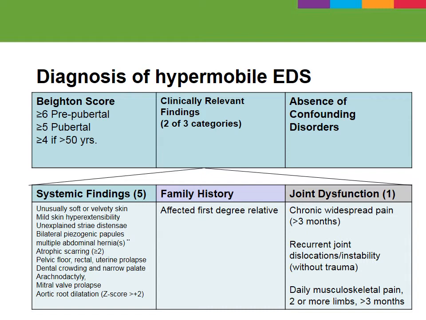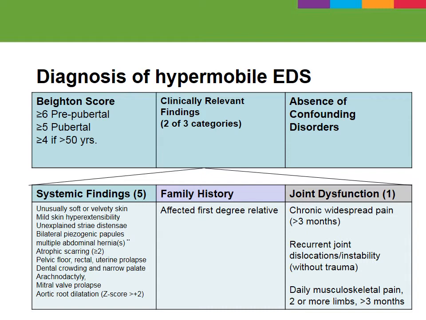And these clinically relevant findings have been divided into 3 different categories. 1, there must be systemic findings of a connective tissue disorder. 2, there must be a family history. Or 3, there must be some form of joint dysfunction.